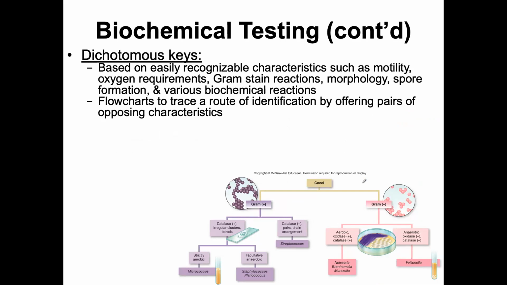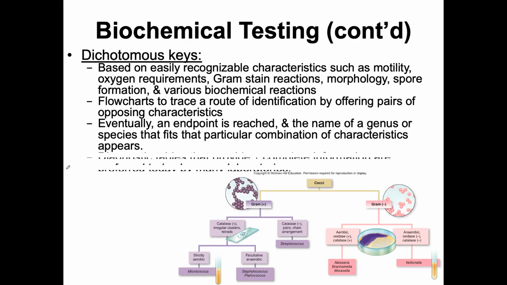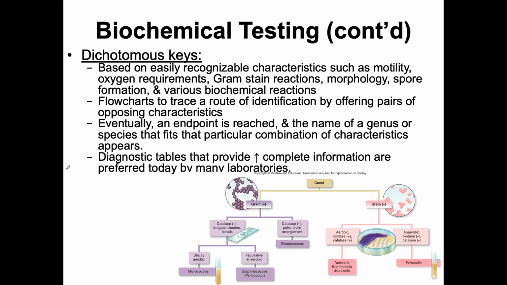And the flow charts are going to trace a route of ID by offering pairs of different characteristics. Okay. Eventually, we get to an endpoint, and the name of the genus and species for that combination of characteristics is going to show up. Okay. The tables allow you more complete information and are preferred by a lot of laboratories today, even over genetic testing.